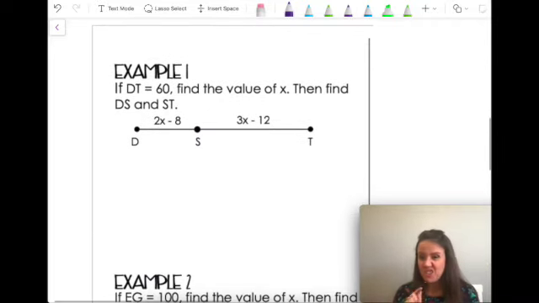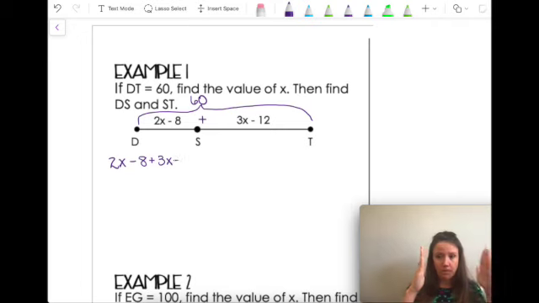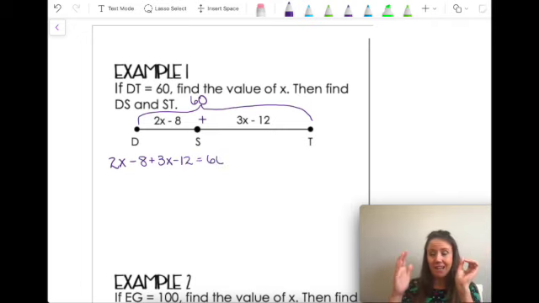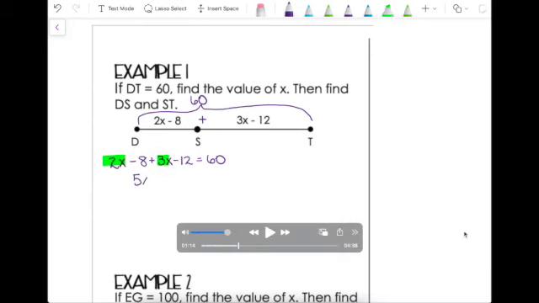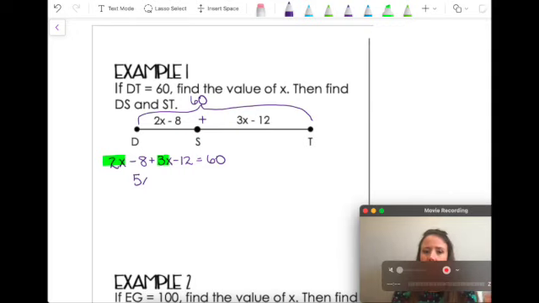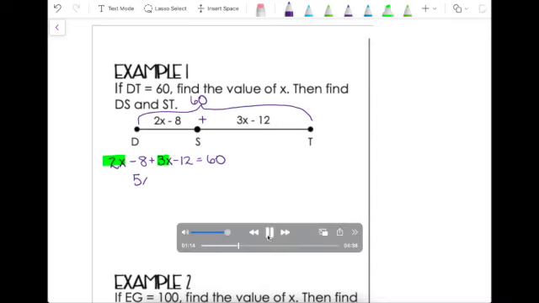Okay? Now, let's throw a little bit of Algebra 1 in there for you. So it says if DT is 60, that means the whole thing, D all the way to T, is 60. We want to find x, and then we're going to find DS and ST. Now, notice the whole thing is 60. That means that I am adding together those two segments. So everything that I just wrote there, take yourself a second to pause. Everything that I wrote there says add it together and set it equal to 60, because I know altogether it equals 60.